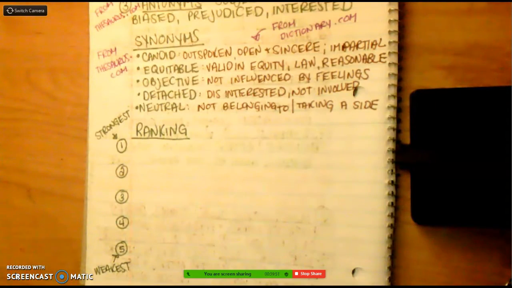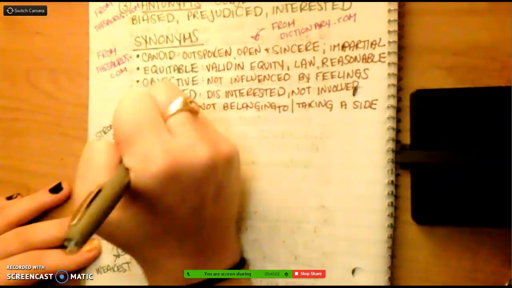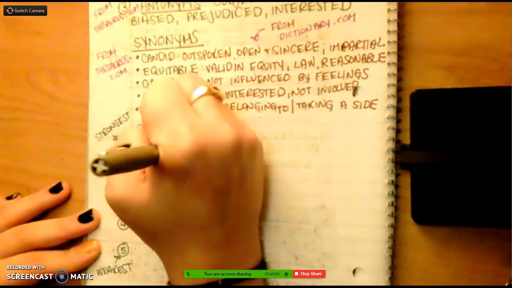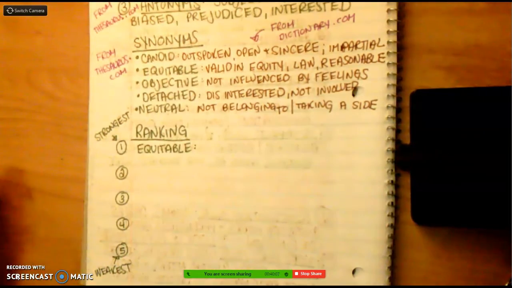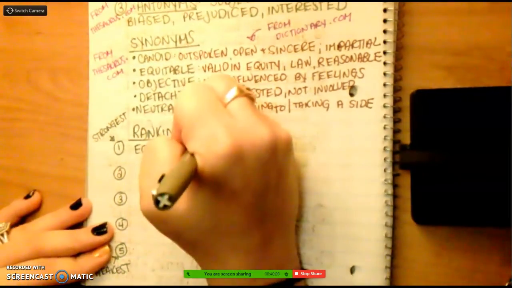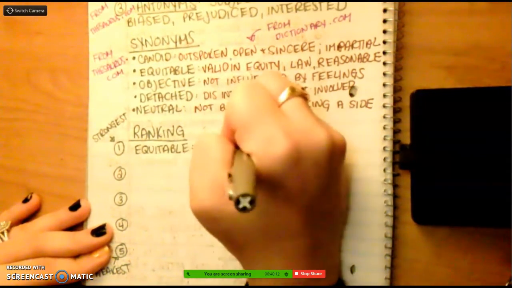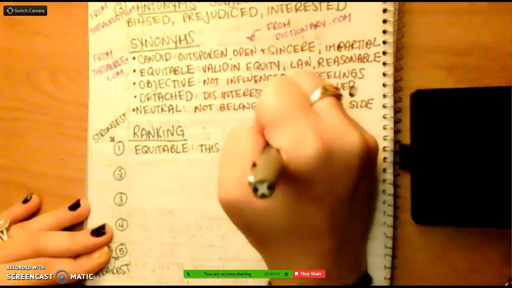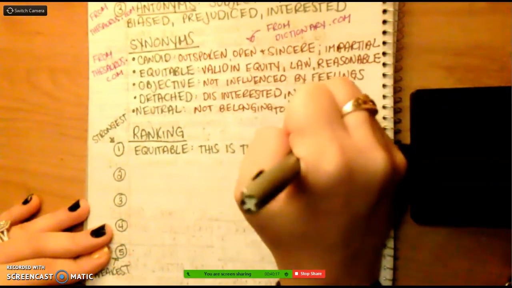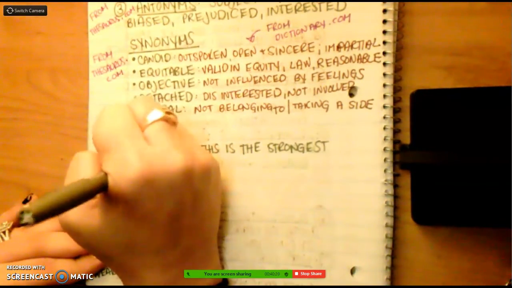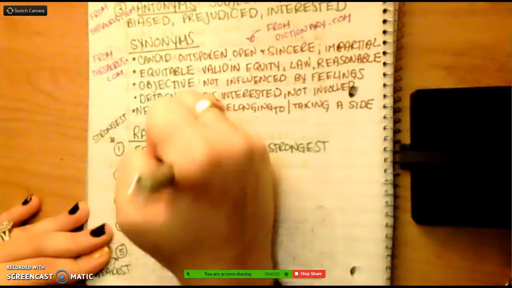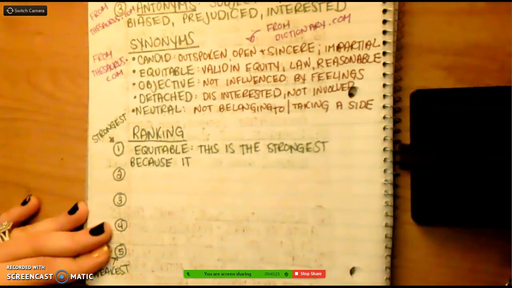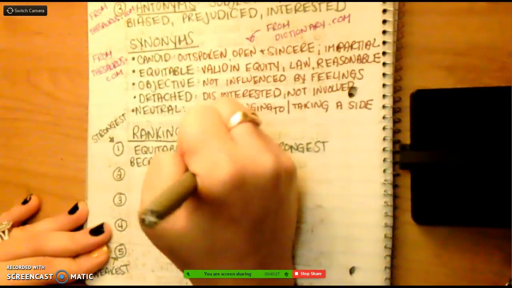I don't care which way you work. So if it's easier for you, work strongest to weakest or weakest to strongest. It does not matter to me. I think number 1 for me would be equitable. Now I need to write my sentence explaining why. This is the strongest because it deals with law. That means it's serious, right?